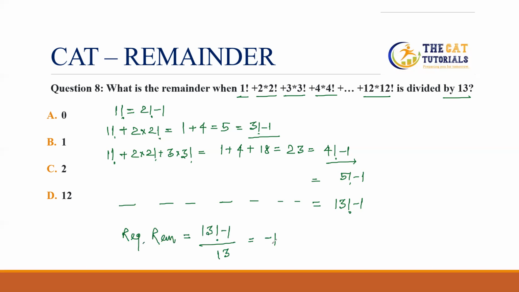As we all know, we cannot write a negative remainder as the final answer. So for getting the final answer, you have to add the divisor. When we add the divisor, it gives you 12. So 12 is the final answer of the question. This one is the question, and this one is the answer.